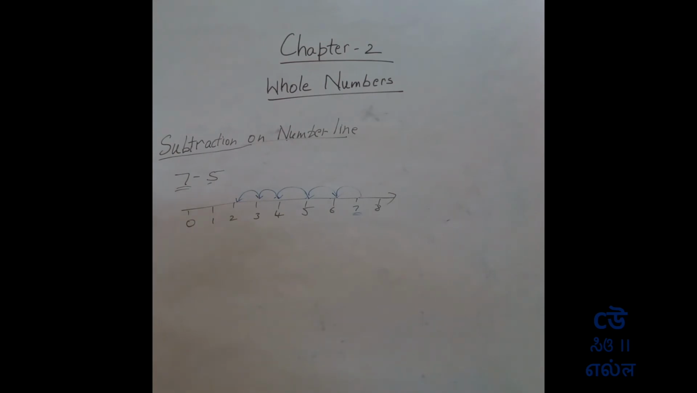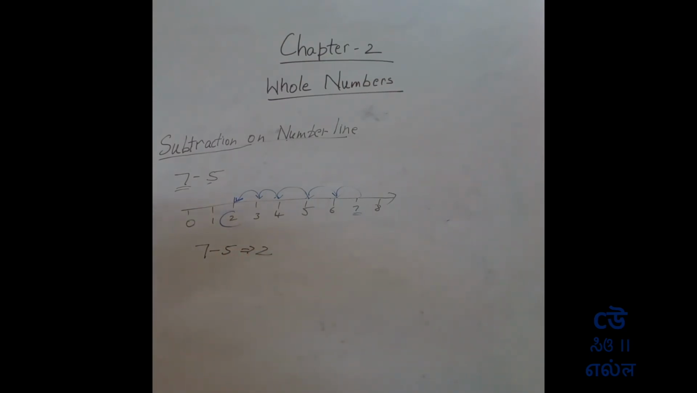5 times we have to go back if subtraction. Addition, we have to go forward. For subtraction you have to go back. So what is the answer? We got 2 as the answer. See the tip: wherever we get the tip, that will be the answer. The tip end of the answer is 2. So 7 minus 5, what did we get? 2 we got. Understood, children?